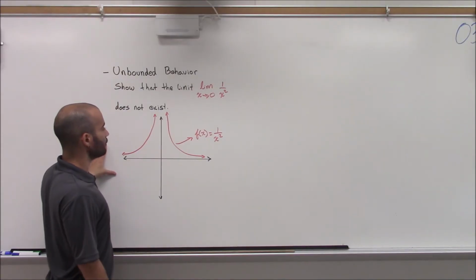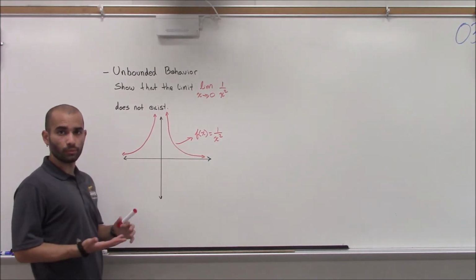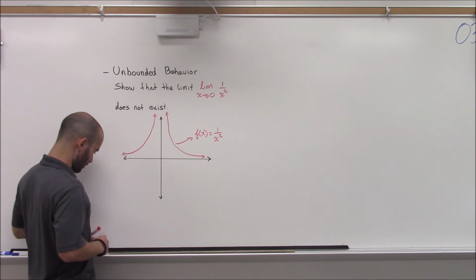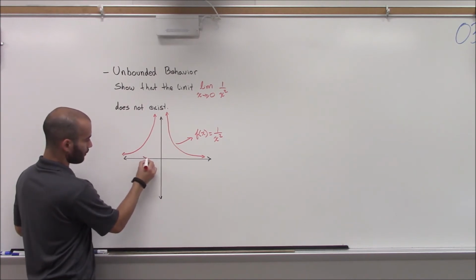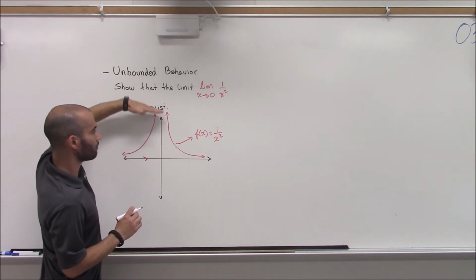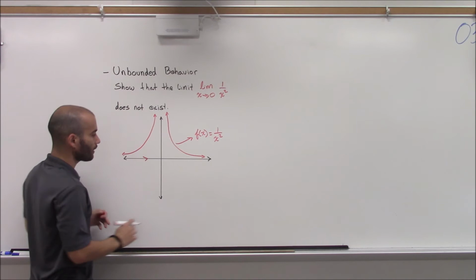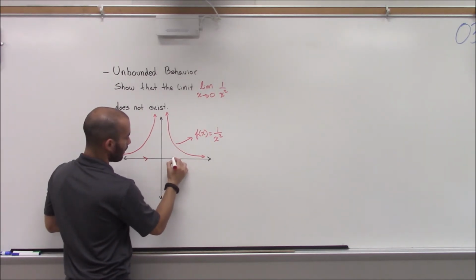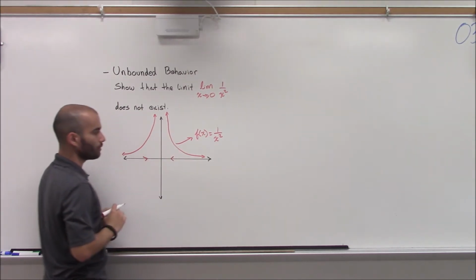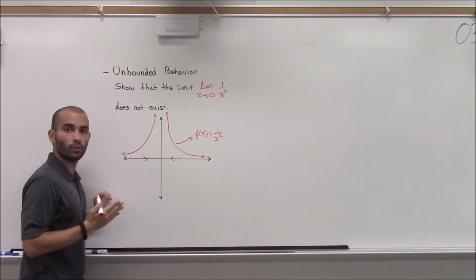This is the graph of 1 over x squared. What's happening as we approach 0? Well, as we're approaching 0 from the left-hand side, our y values are getting bigger and bigger and bigger. In fact, our y values are going towards infinity. As I approach my 0 value from the right-hand side, my y values are also going towards infinity.